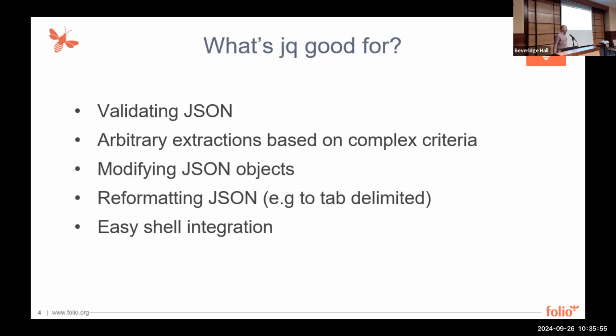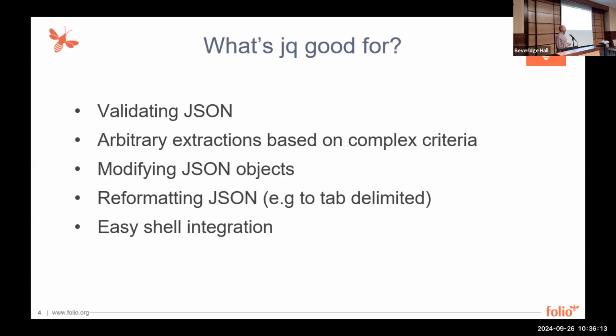So what do you do with it? One of the really basic things you can do is validate JSON all the time, because you have a large JSON document and it has one character off, and boy, that's a lot of fun. JQ will tell you exactly what the problem is and where.